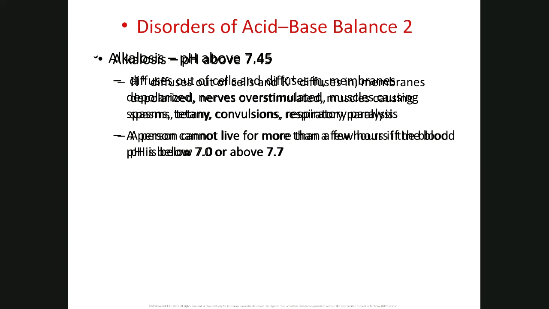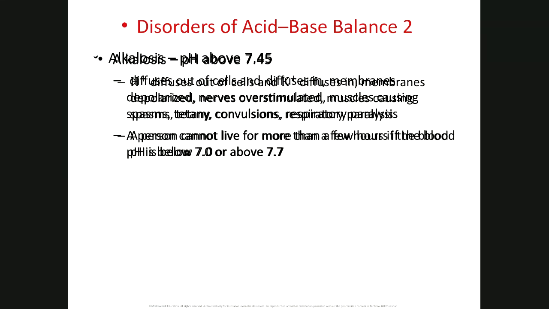Increase in acidity here may also mean increase in CO2. Alkalosis is above 7.45, more towards alkaline. That's why it's alkalosis. A person cannot live for more than a few minutes if the pH is below or above 7.7. Very dangerous levels. But if your pH is above 7.45, you expect the patient to have overstimulation.